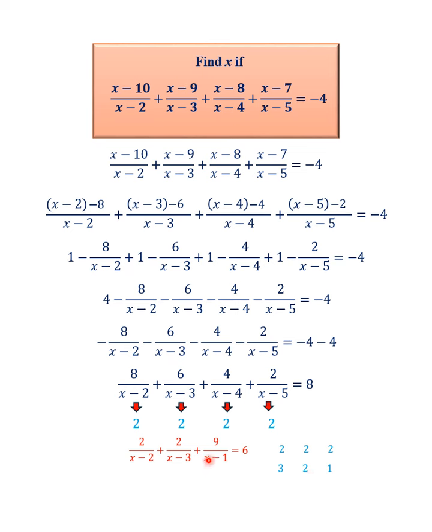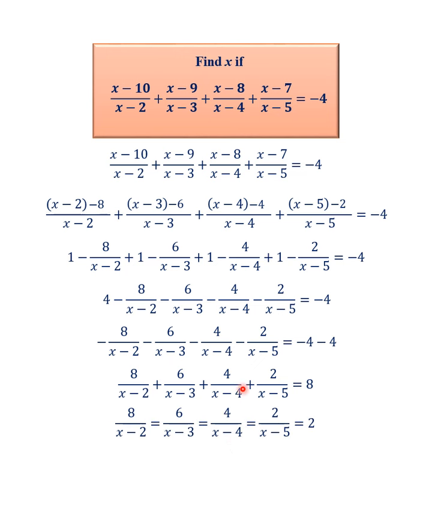If you understood this, that is the pattern we are also applying here. So let's just take out this. We have this as 2, this as 2, this as 2, and this as 2. So if we take out this, we can now say that each of them is equal to 2. It means 8 all over x minus 2 equals 6 all over x minus 3 equals this, and equals 2. This is the mathematical expression to show that each of them is equal to 2.